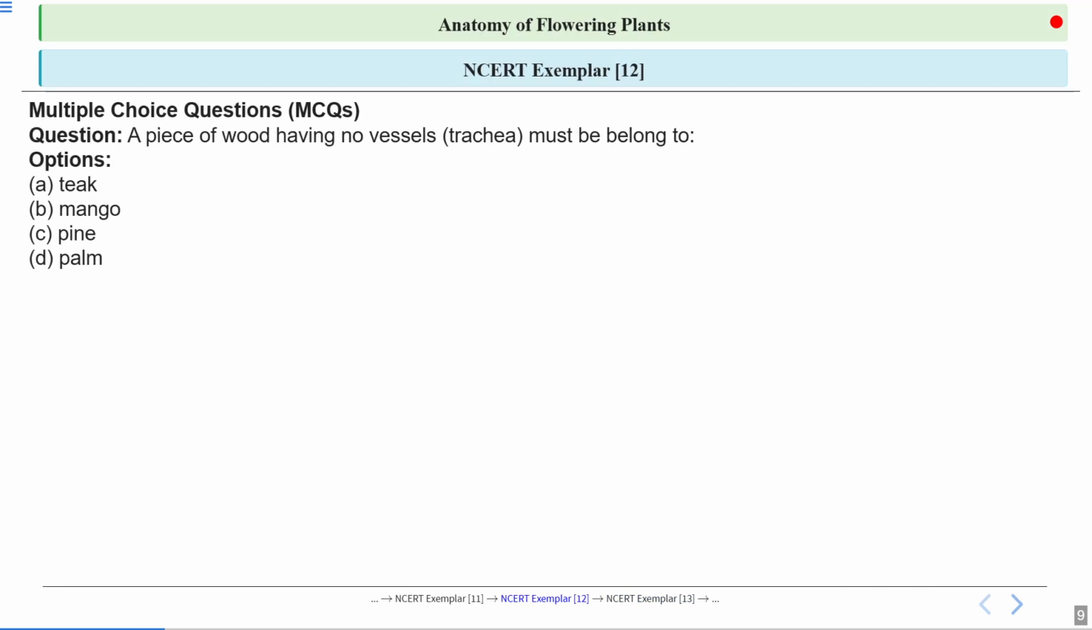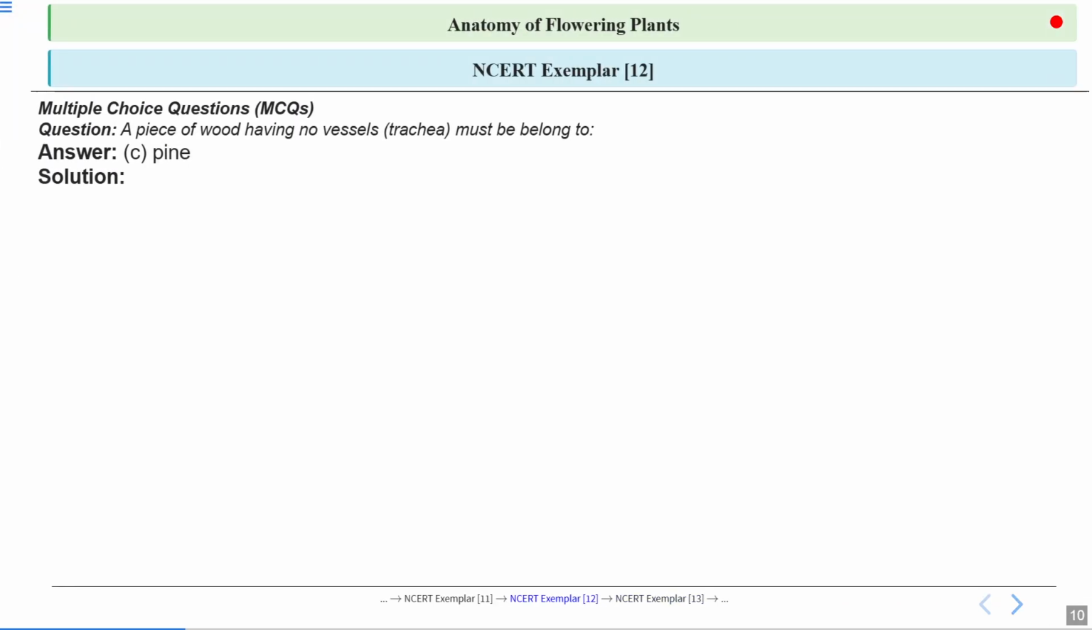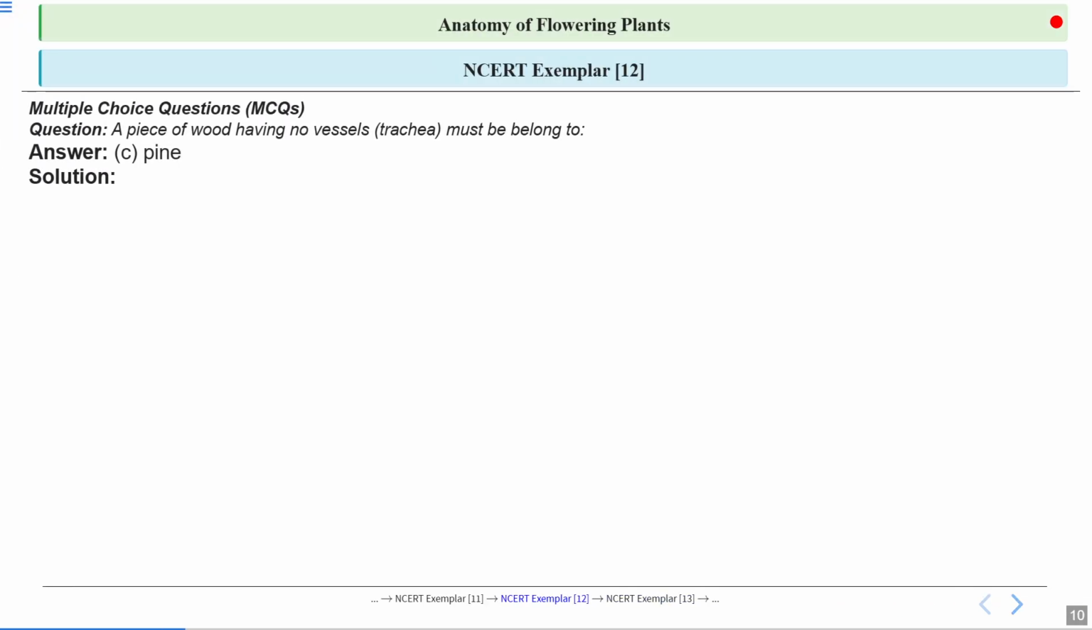Next question. A piece of wood having no vessels, trachea, must belong to. Let us see the options. A. Teak, B. Mango, C. Pine and D. Palm. The correct answer is C, pine.